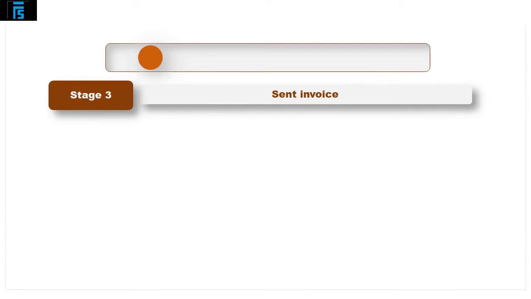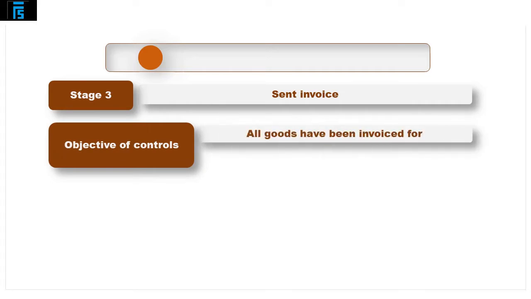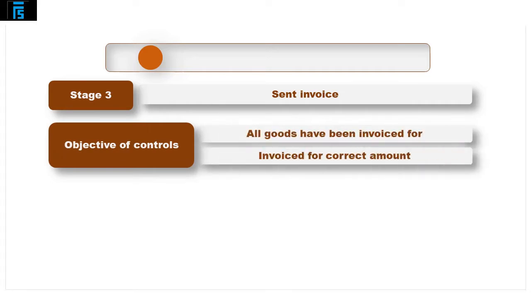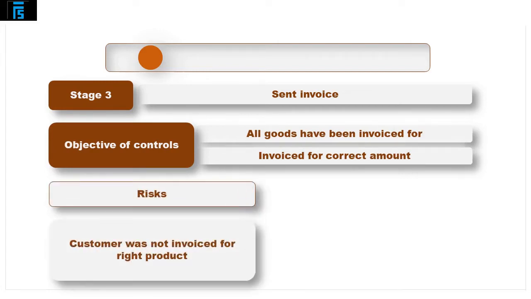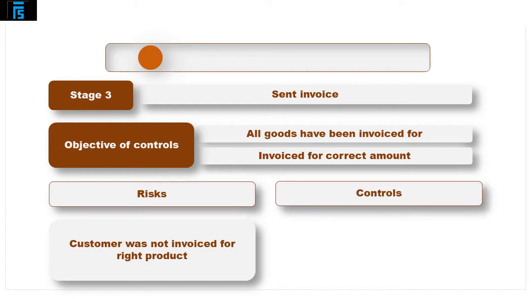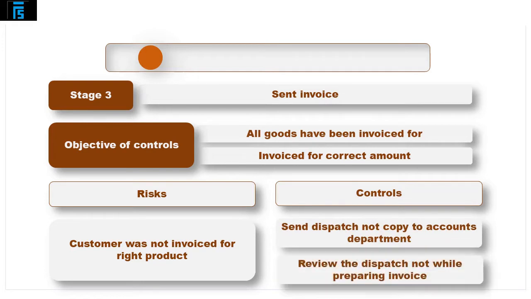Stage 3, when the invoice is prepared and sent, would occur in the accounts department. The objective would be all goods have been invoiced for and all are invoiced with the correct amounts. An example of a risk is a customer was not invoiced with the right product, and controls put in place could be a copy of each dispatch note is sent to the accounts department sequentially numbered. The accounts team should review the dispatch note when preparing the invoice.